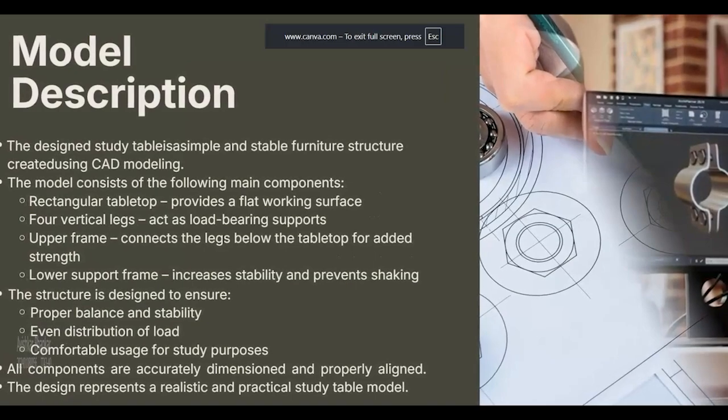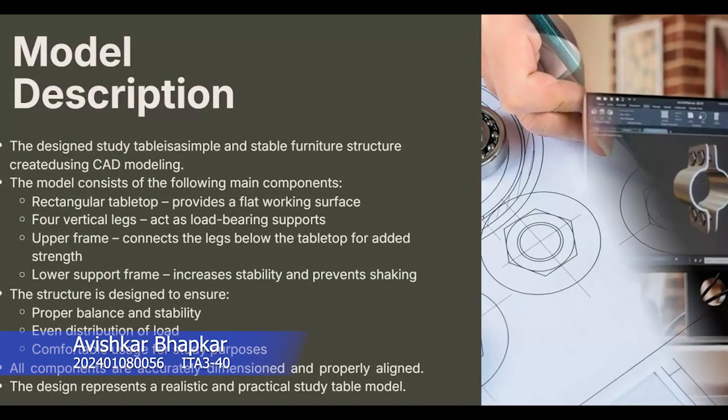So hello everyone. I will explain the model description of our bamboo table design using CAD software. Our design focuses on creating a simple, strong and sustainable furniture structure using bamboo as a primary material. The CAD model consists of several key components like a rectangular tabletop which provides a stable and flat working surface. Four vertical bamboo legs which act as the main load bearing supports.